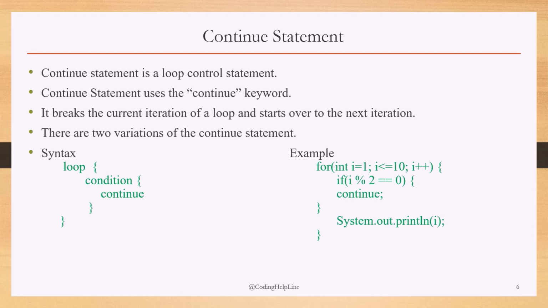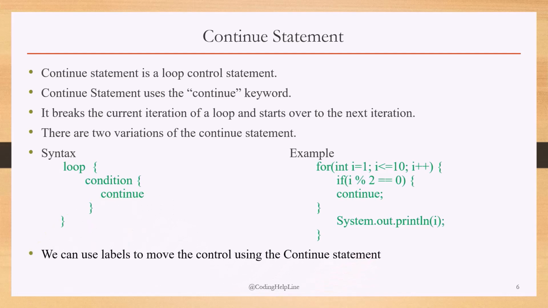So for loop, it starts with 1, iterates up to 10, and increments 1 by 1, and if the loop variable i is an even number, continue. That means this iteration will be stopped and it goes to the next number and increases the i and checks the condition. So this loop will only print odd numbers. It does not print even numbers because it skipped the iteration of the even number.